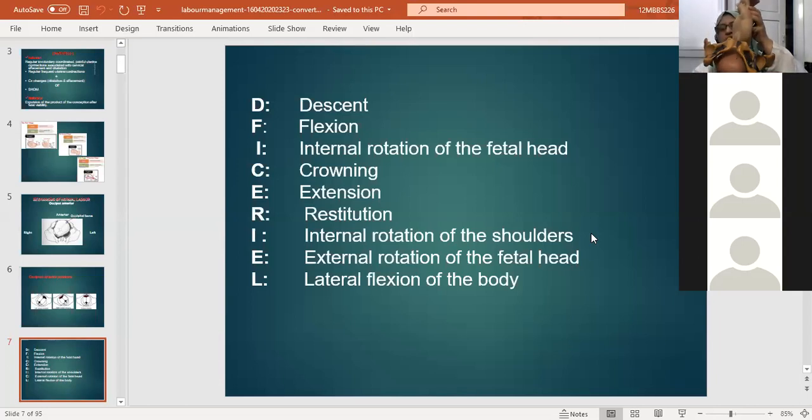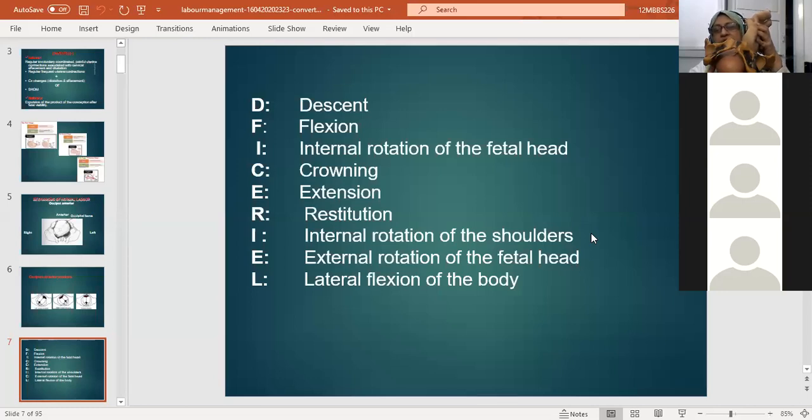When there is descent, there is a certain flexion of the fetal head. The purpose of flexion is that the fetal chin touches the chest, and then we call it full flexion. So: engagement, descent, then flexion. Look at this, the head is in the transverse diameter. After this, there is an internal rotation below the ischial spine.